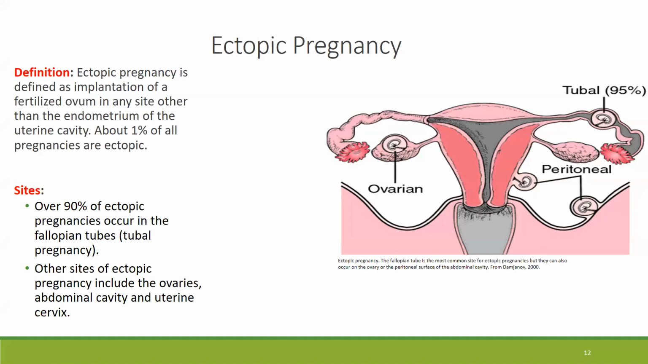Ectopic pregnancy is defined as implantation outside of the uterine cavity. The majority of cases of ectopic pregnancy are in the tube; rarely we can see it in the abdomen. It can be seen within the ovary, but the majority are seen in the fallopian tube. About 1% of all pregnancies are ectopic. It's not that common, but it's a really serious issue.